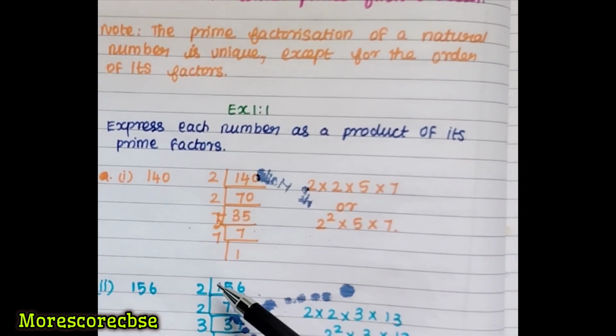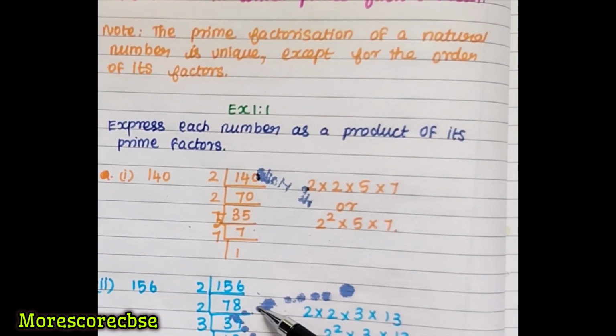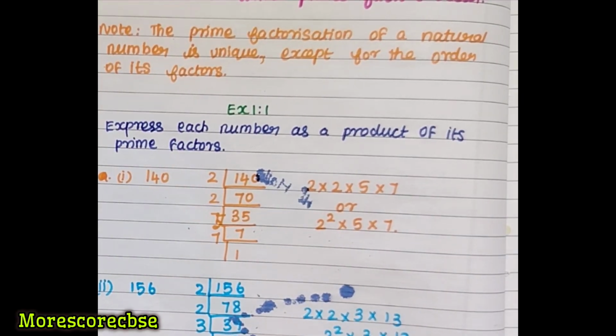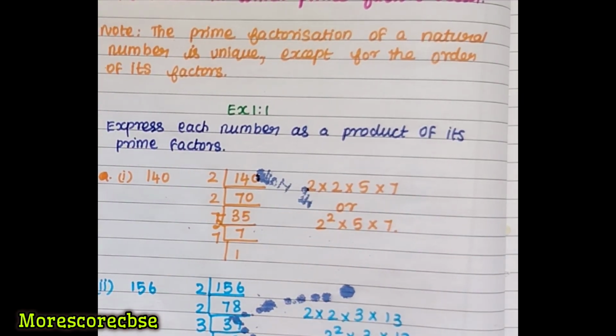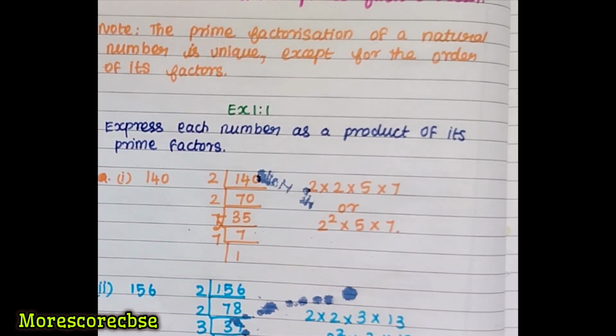Next for 156 prime factorization, 156 divided by 2 is 78, 78 divided by 2 it is 39, 39 divided by 3 it is 13, so 13 divided by 13 is 1. So 2 into 2 into 3 into 13, so this will be the prime factors.